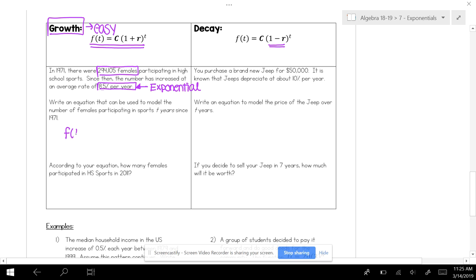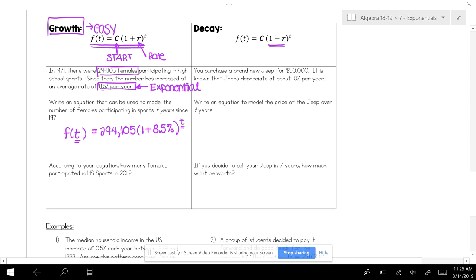I'm going to name it f of t because they didn't tell me to name it otherwise, okay? And C just stands for my start, okay? Where am I starting? Just like in the other exponential equations, 294,105. That's where I'm starting. Now I have to do 1 plus R. R is my rate, okay? And so my rate is 8.5%. And then it's raised to the t. That's my independent variable, just like x. It's t because it's time.